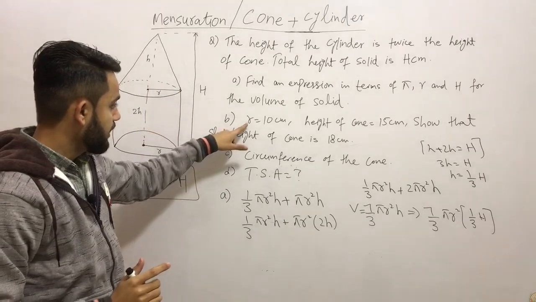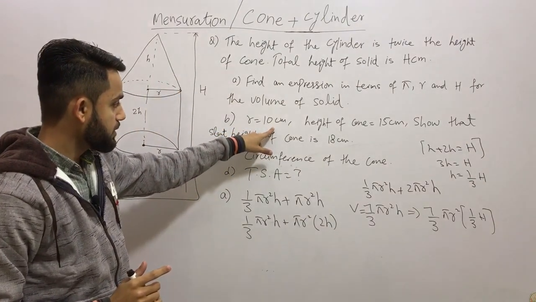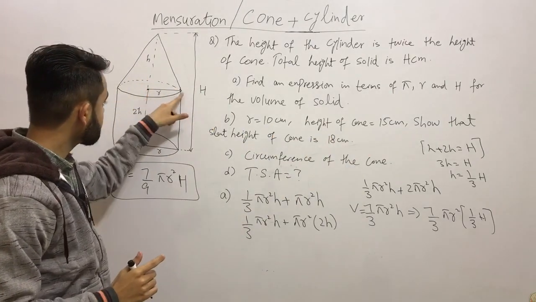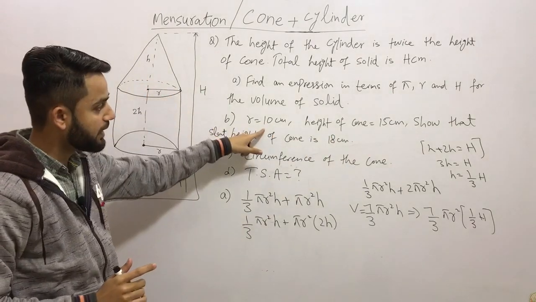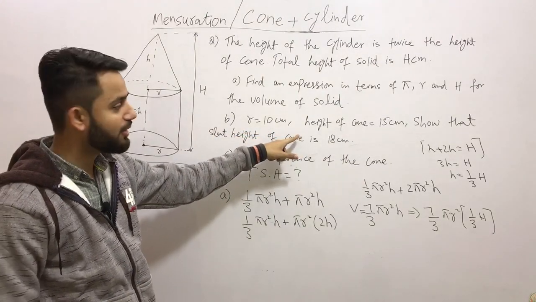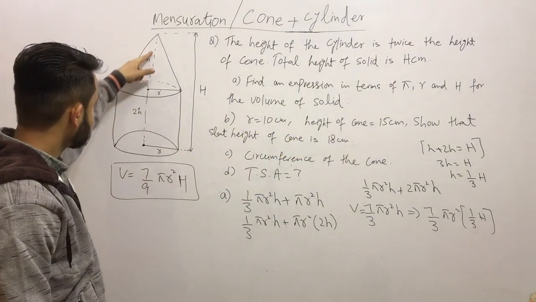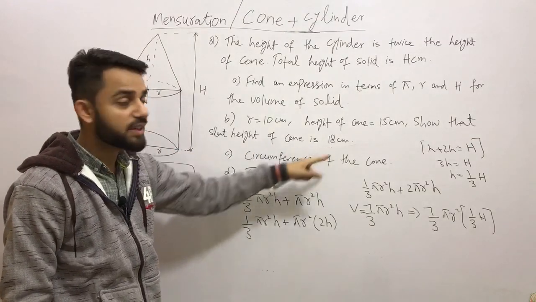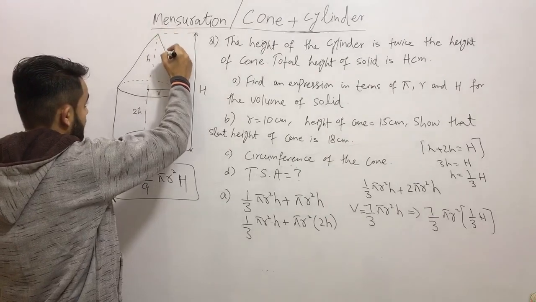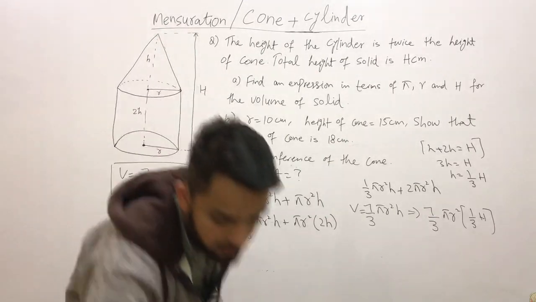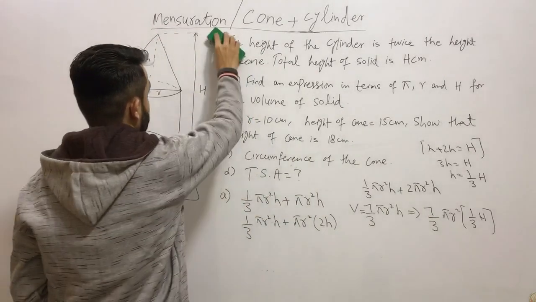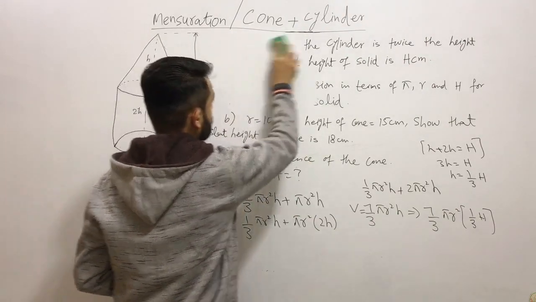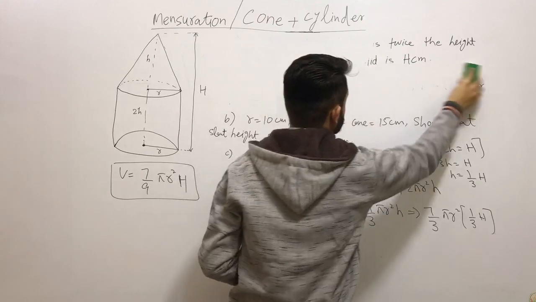It says radius is 10 centimeter, height of cone is 15 centimeter. So this is the radius of the cone, which is 10 centimeter, and this is the height of the cone, which is 15 centimeter. Show that the slant height of cone is 18 centimeter, and this is the slant height of the cone. Okay, so let's begin with this part by removing the A part and this question, so that we could have some more space.